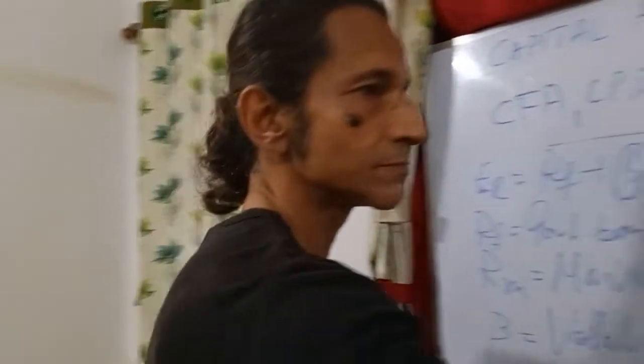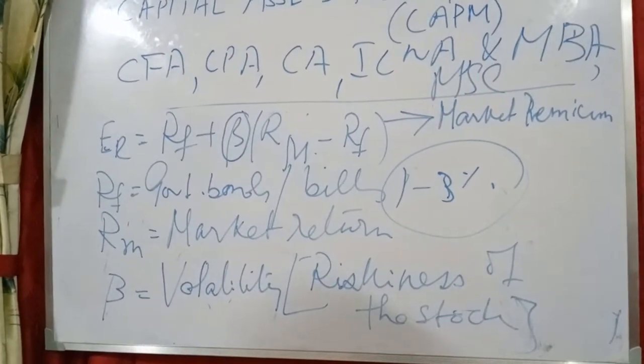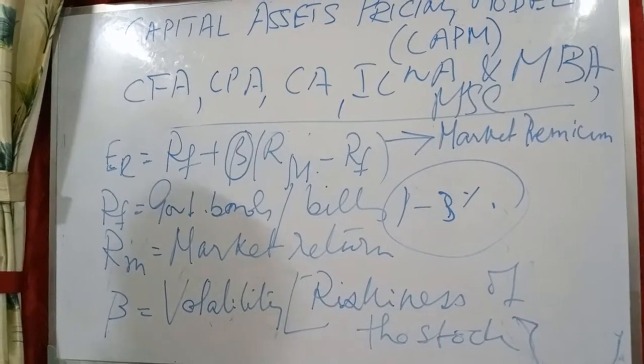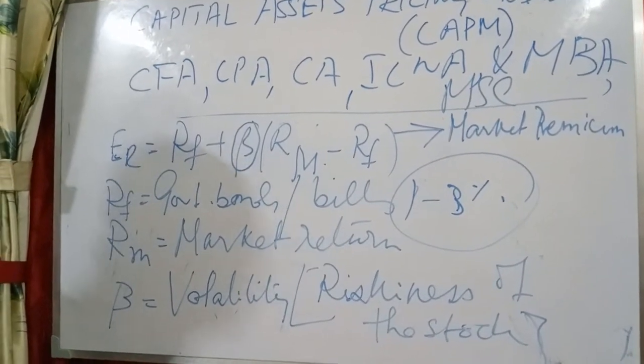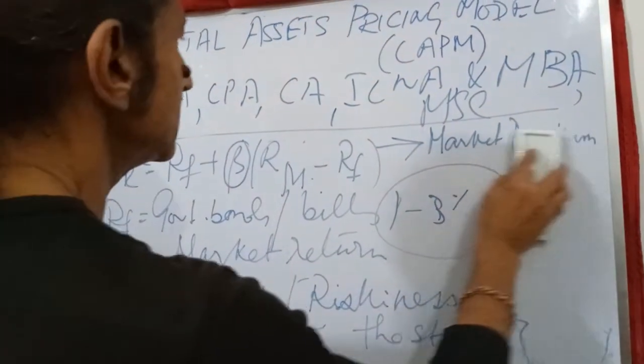Now, beta is the volatility of the stock. Volatility with respect to what? Volatility with respect to the market. Now I am erasing this part.